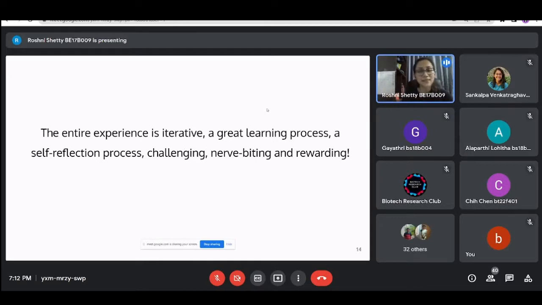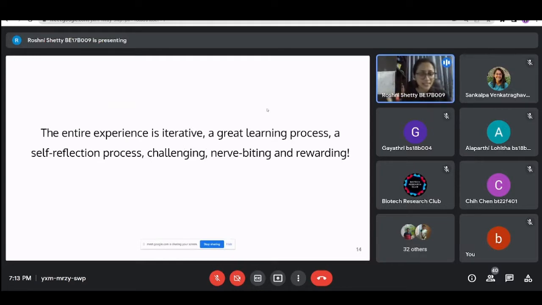It's a great learning process, because you'll learn about different research, the types of research professors are doing, about the professors, about the programs themselves. It's also a self-reflection process, because you look at your experiences, the type of research that you have done, and what you want to do in the future.